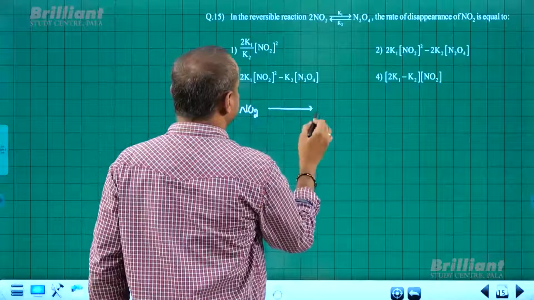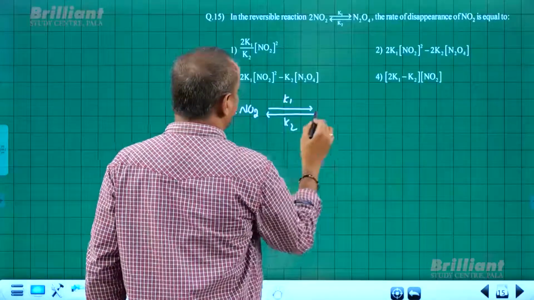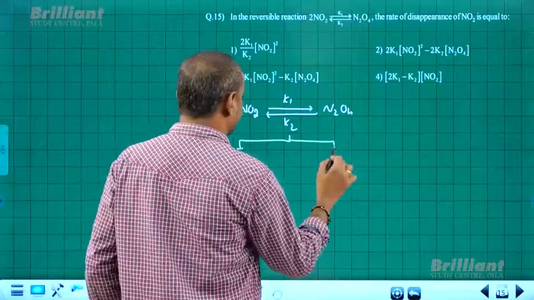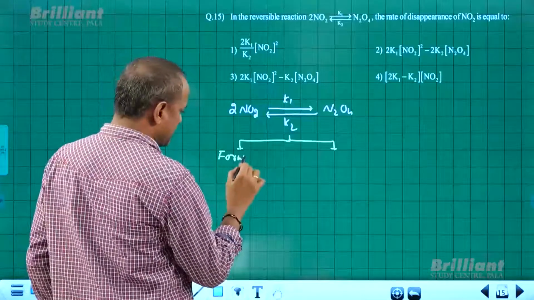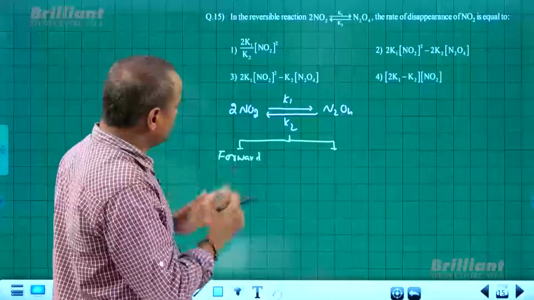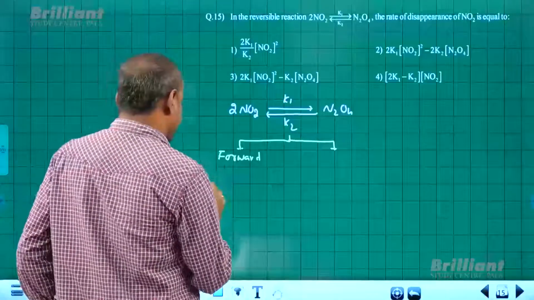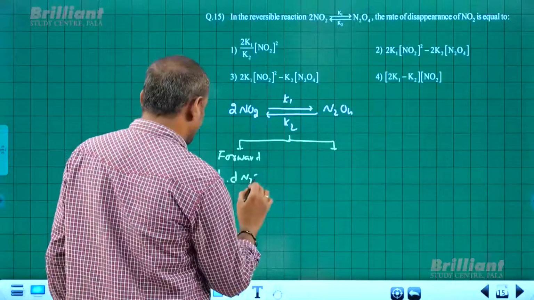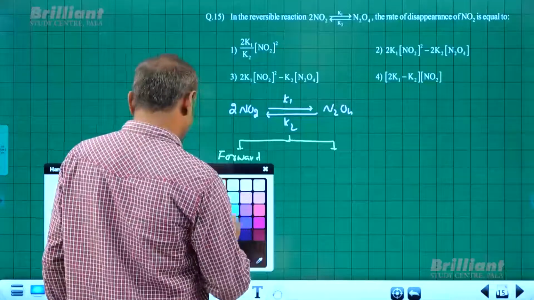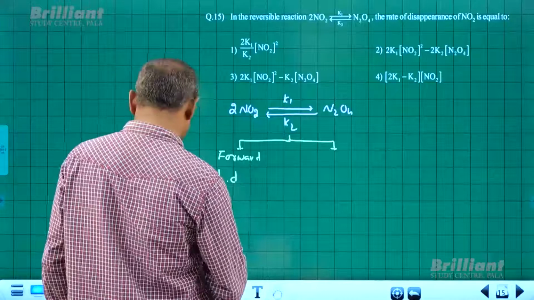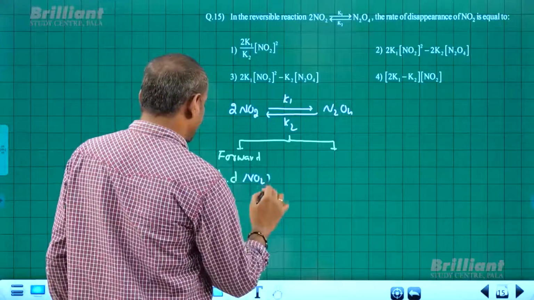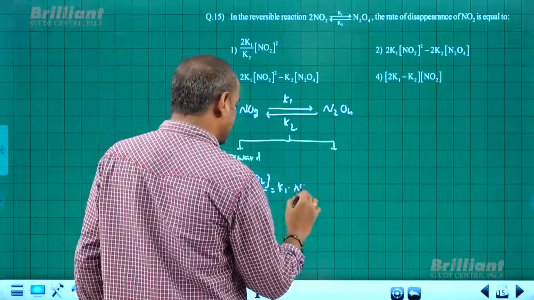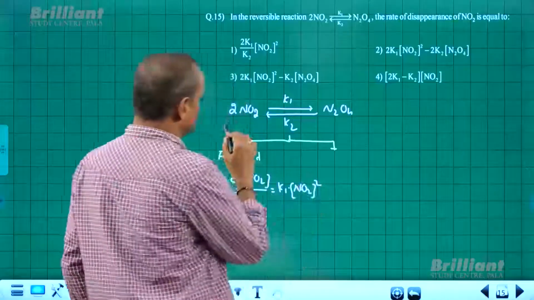2 NO2 gives rise to N2O4, with rate constants K1 and K2. First you separate these steps. First forward, because forward reaction means NO2 combines to form N2O4. That is minus 1 by 2 d of NO2 by dt, which is equal to K1 into concentration of reactant NO2 raised to 2 moles.